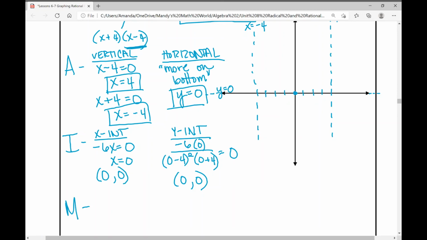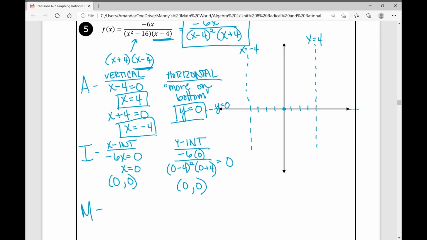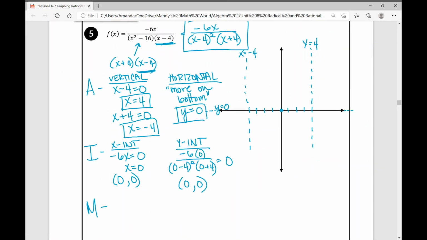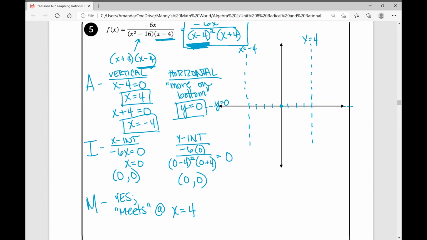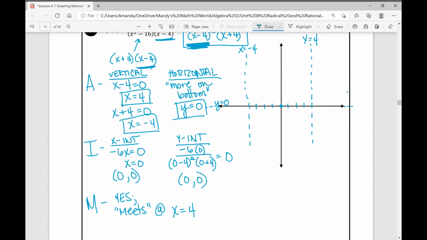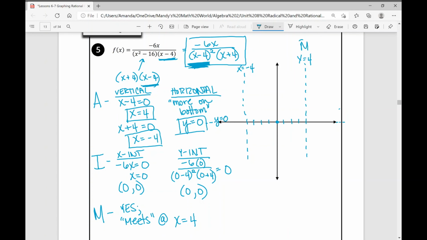Do I have any multiplicity in this function? Any of those special squared terms? Yes, we do. We do have multiplicity. It's in the denominator, which means this function will meet at x equals positive 4. That's that asymptote. The asymptote for (x minus 4) squared is at positive 4. So it's going to meet at this asymptote over here, x equals 4. You can just kind of write that right there. It's going to meet at that asymptote.